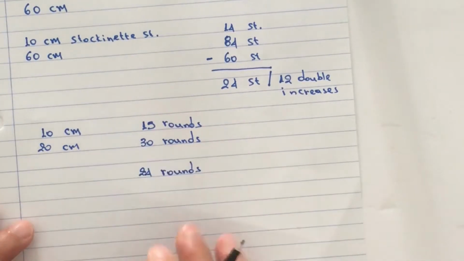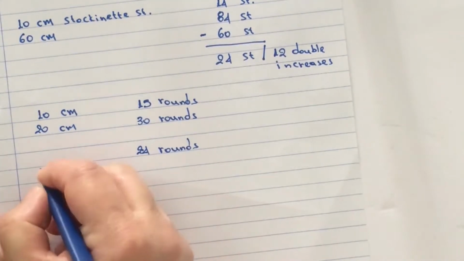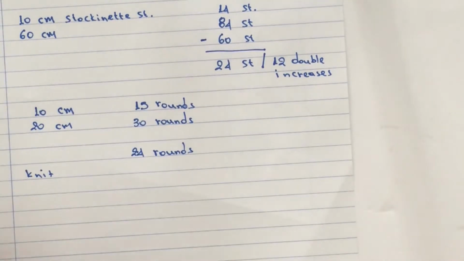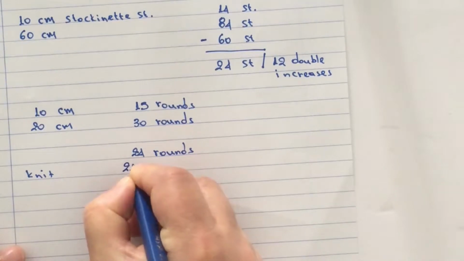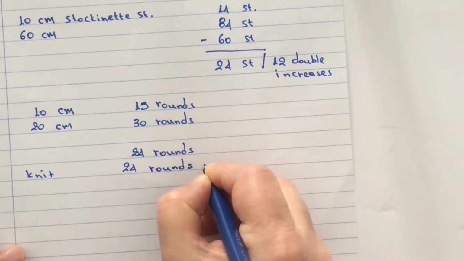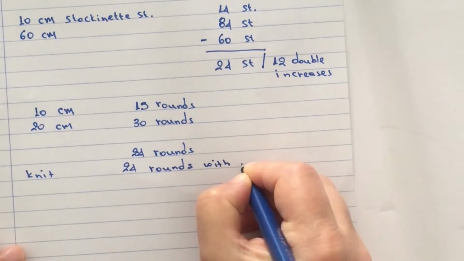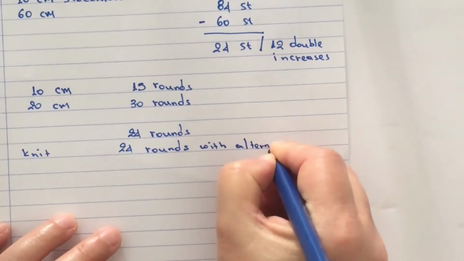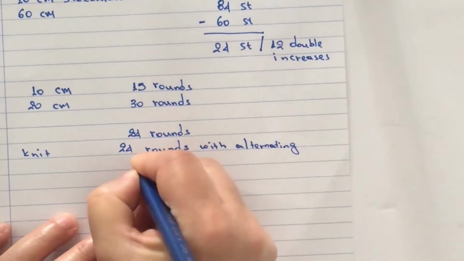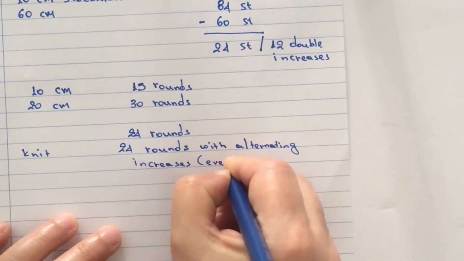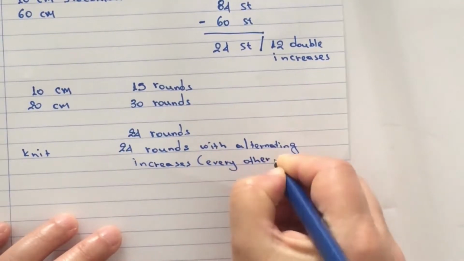As I said, my increases will be 12 double increases. So for my increases I will need 12 rounds, but I'm not going to increase on every round. I am going to increase every other round. So the total number of rounds for this will be 24. 12 double increases every 2 rounds is 24 rounds.